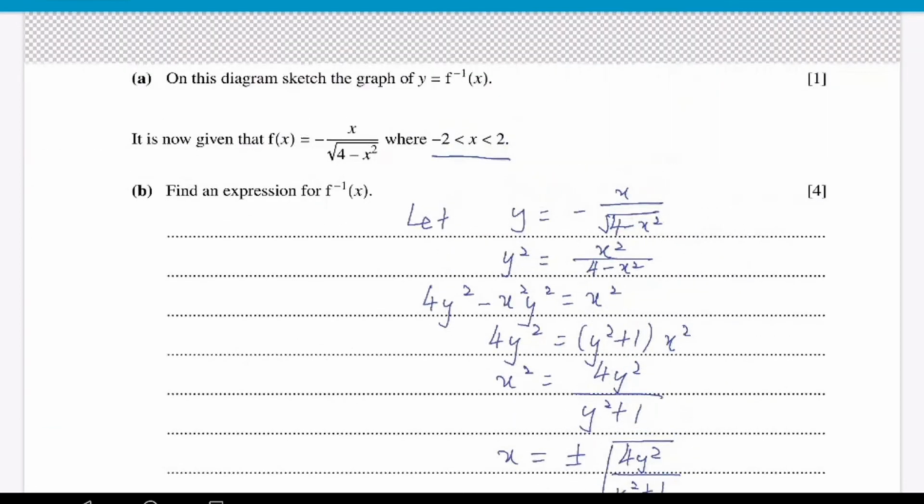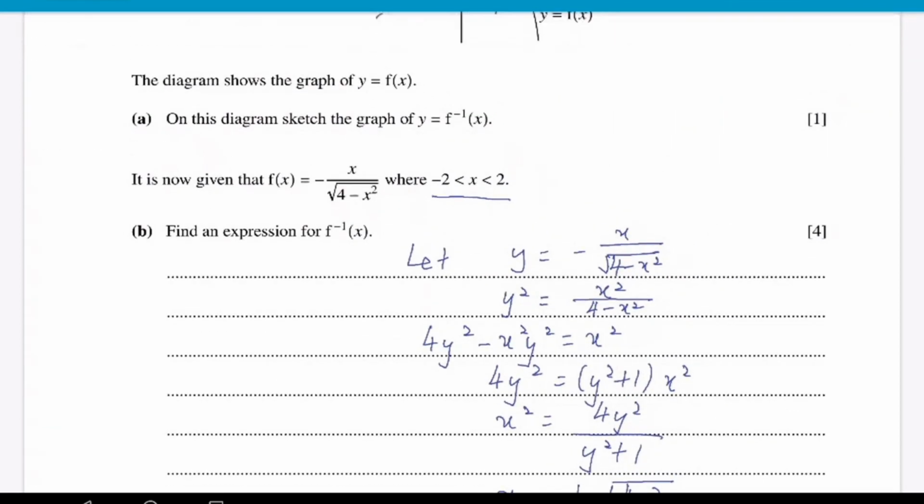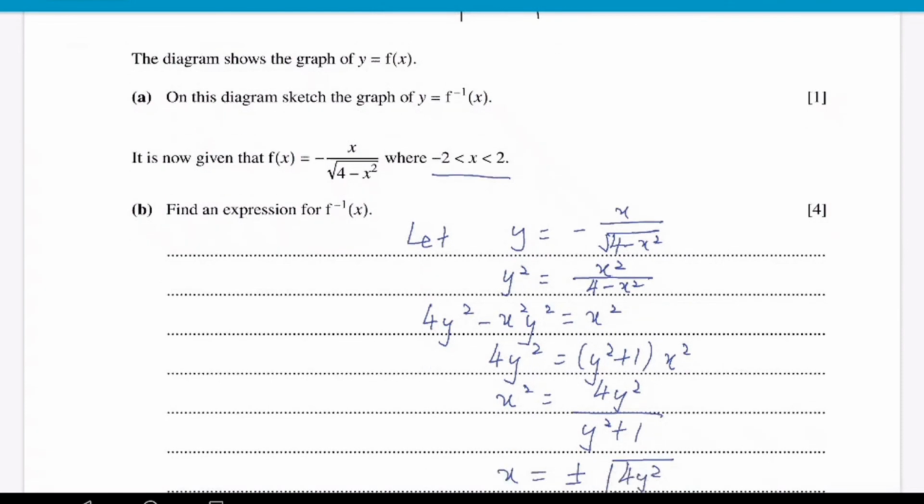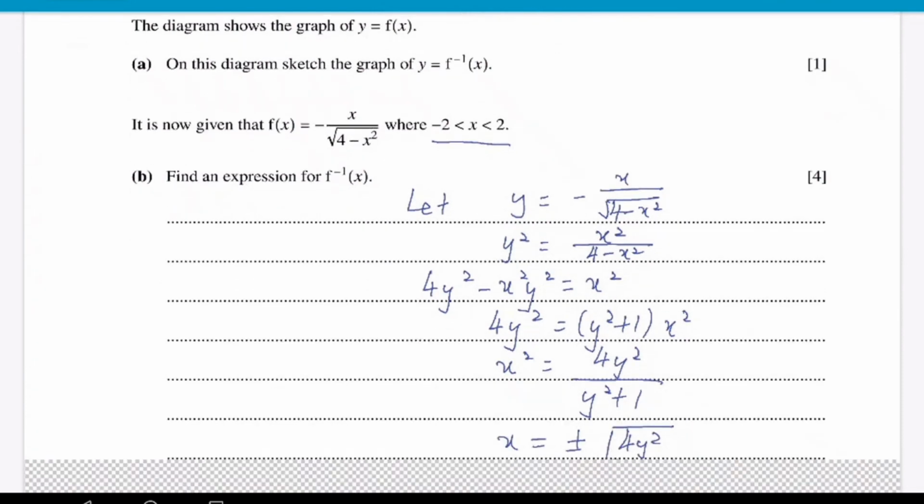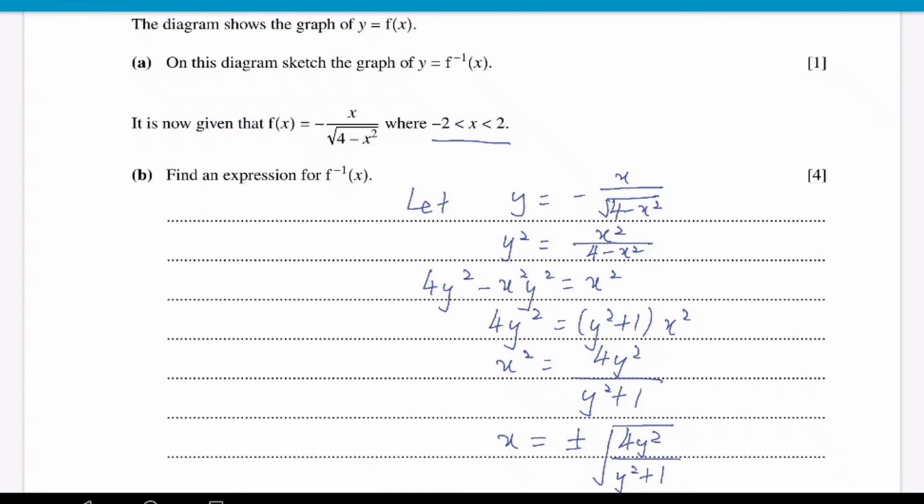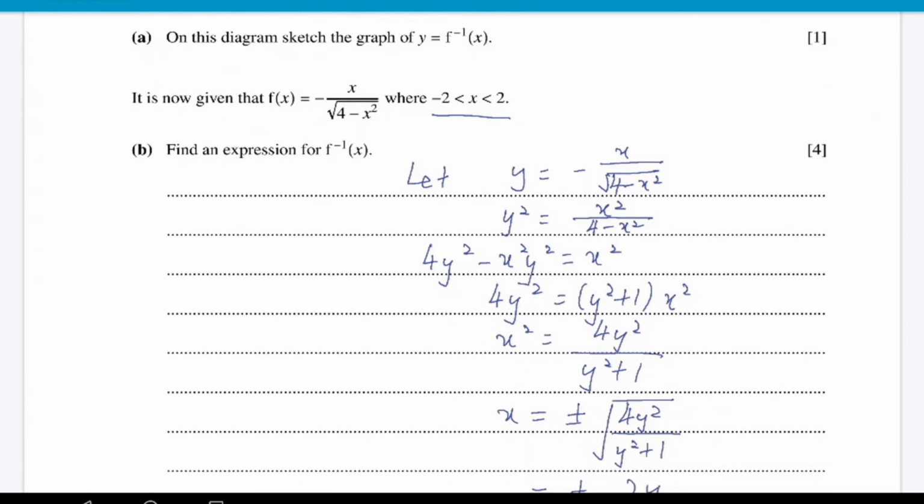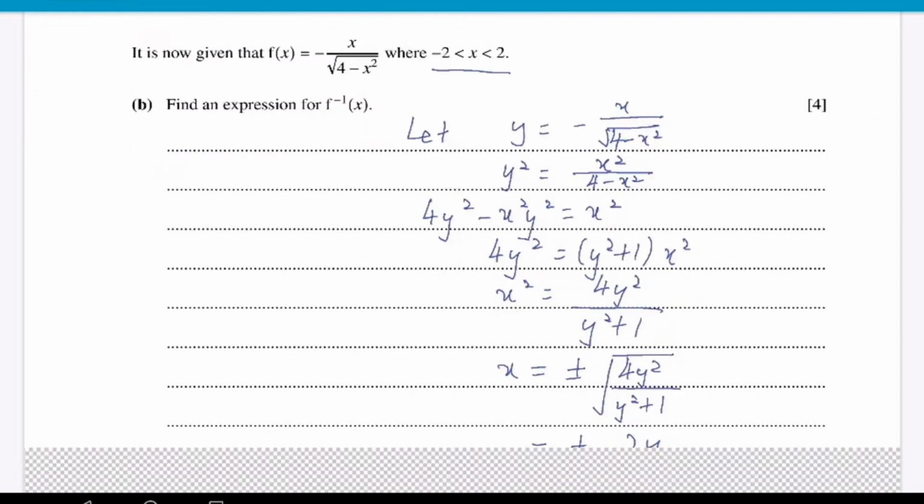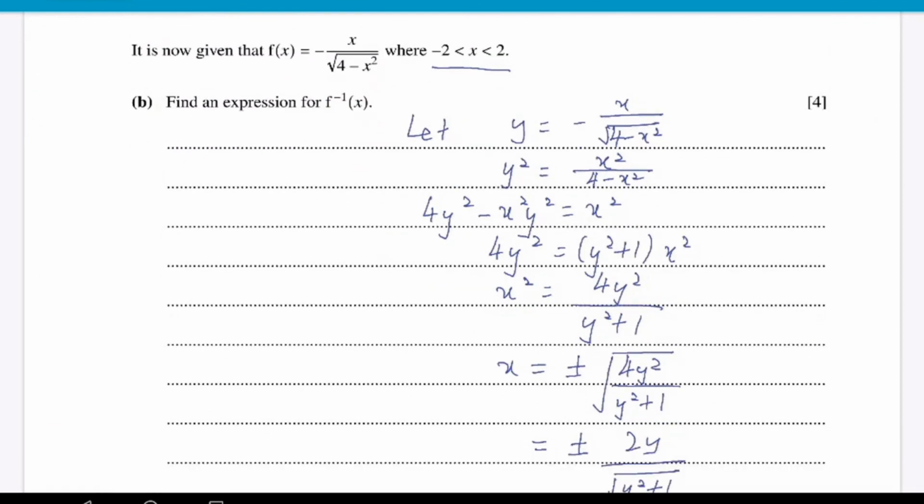So from there, wait, let me just check my working. I hope I didn't make any mistake in the middle of the working, or else it might affect the solution there. Yeah, let me just check.